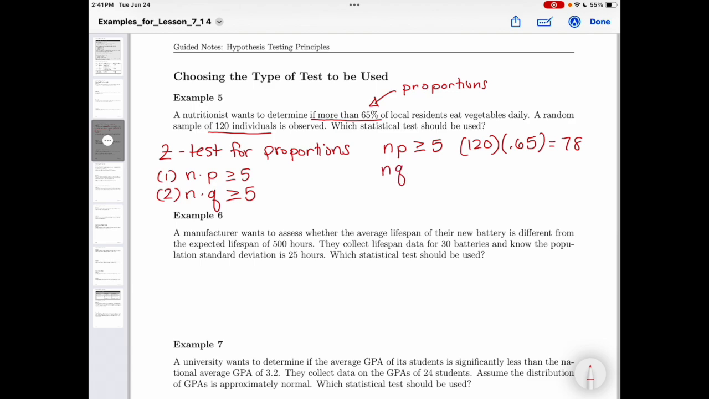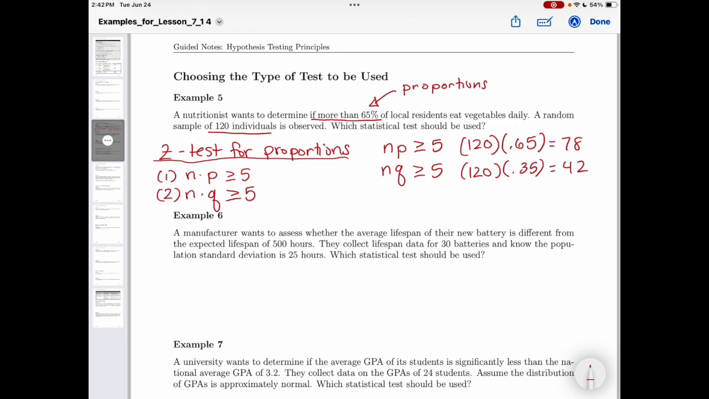Now when I check the condition n times q, I would have 120 times the probability of failure, which is the complement of 65%, which is 35%. When I multiply those together, I get 42, which also is greater than or equal to 5. So our conditions are met so that we can use the normal distribution to approximate the binomial distribution, so we can use this z-test for proportions.